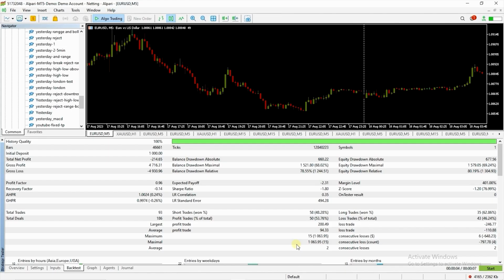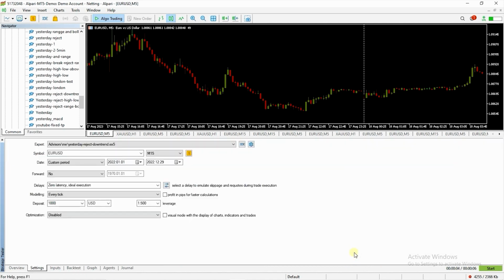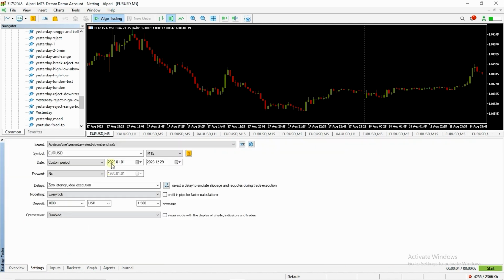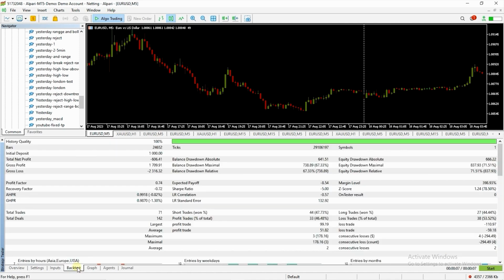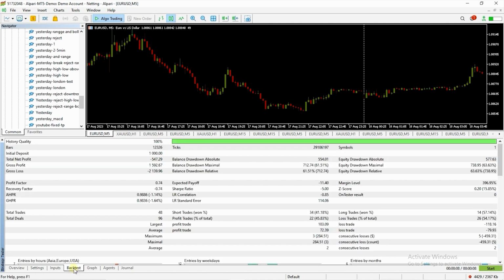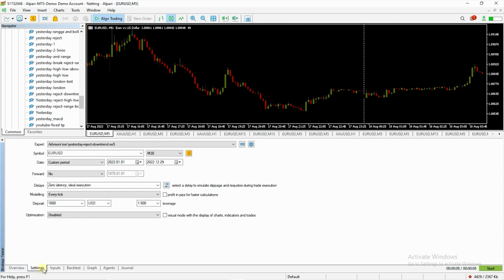It had 21% loss, so the limit orders were doing better. I'll test it for M15. It had 34% profit. I'll test it for 2022 and M15. So for 2022 it didn't work. I'll test M30. It didn't work either.